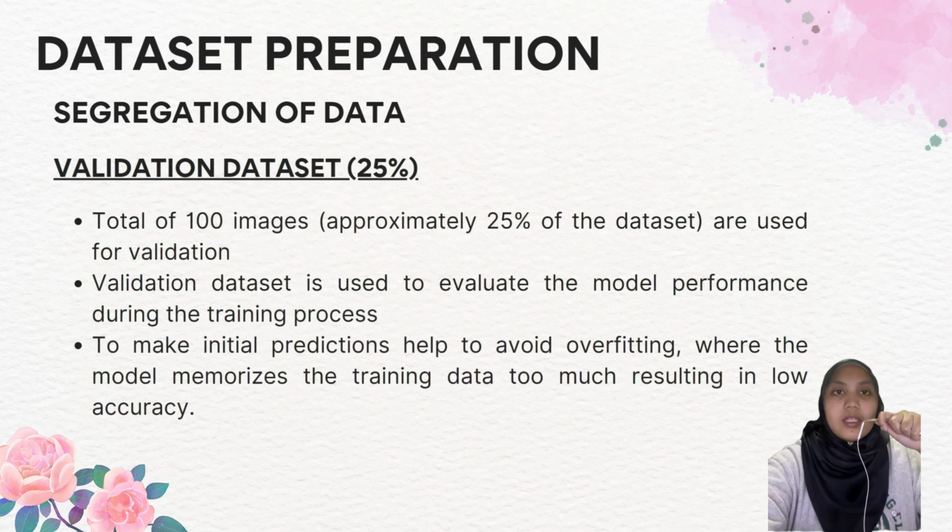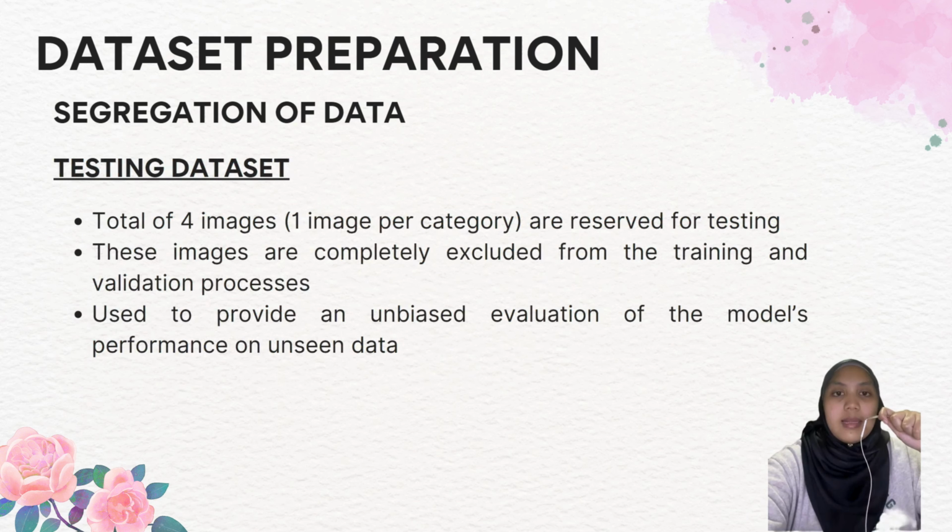Next is the validation dataset. A total of 100 images, approximately 25% of the dataset, are used for validation. The validation dataset is used to evaluate the model performance during the training process. It makes initial predictions and helps to avoid overfitting, where the model memorizes the training data too much, resulting in low accuracy. Last is the testing dataset.